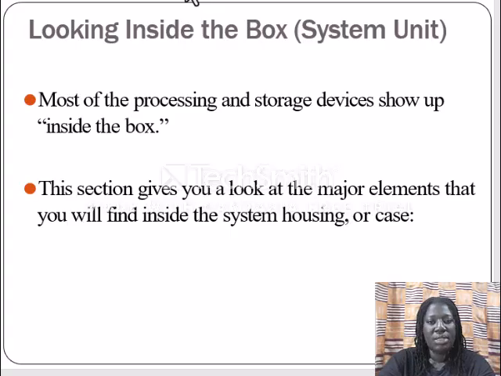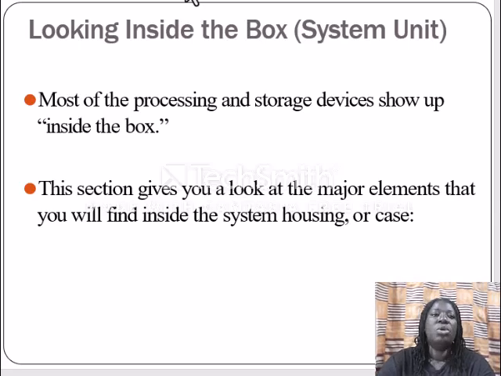In our previous lesson, we talked about the system unit, how it looks, the front view and the back view, and all the ports that are behind the back view. Today we are going to look inside the system unit. What is inside the system unit? Most of the processing and storage devices show up inside the system unit. This session will look at the major elements that you find inside the system housing or the case.